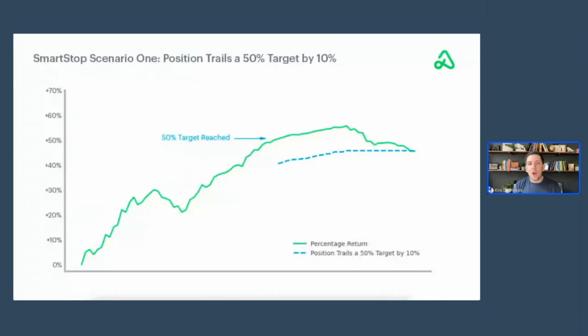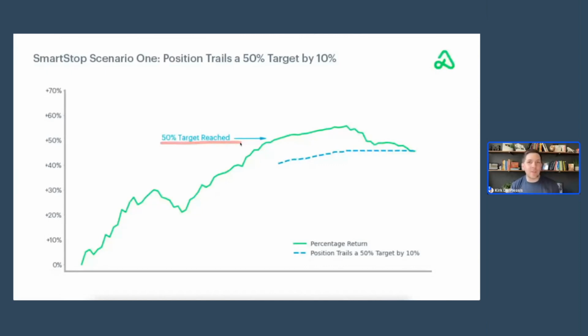So I'll say this again. Once the target has been achieved or reached, then the trailing stop kicks in. So in this example here, we might first say that we don't want to start trailing the position until it reaches a 50% target. So all that wiggle room in the beginning, don't do anything with that. Don't even think about it. Just close your eyes. Don't even look at it until the position first reaches a 50% target.